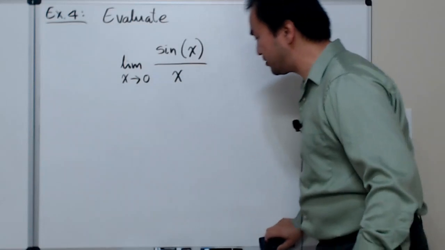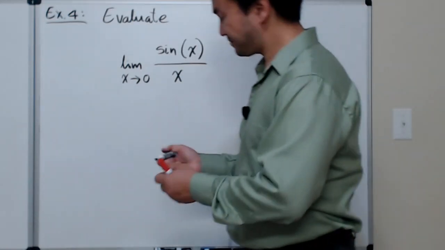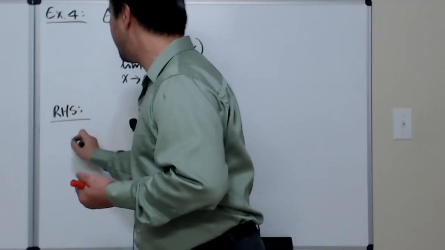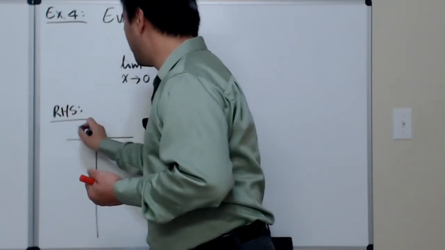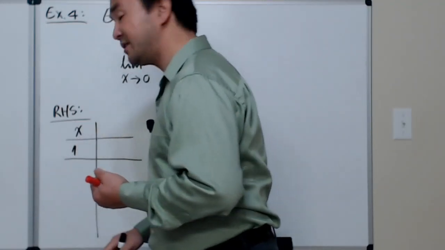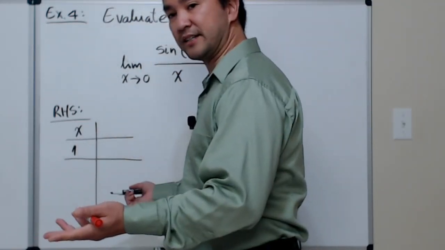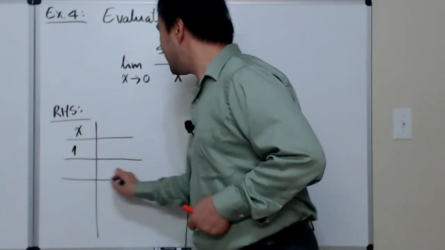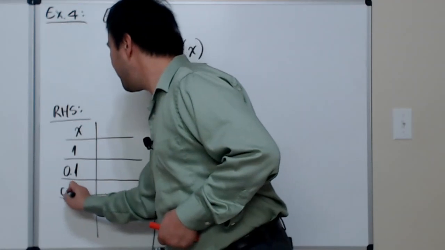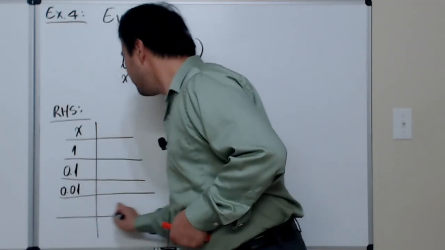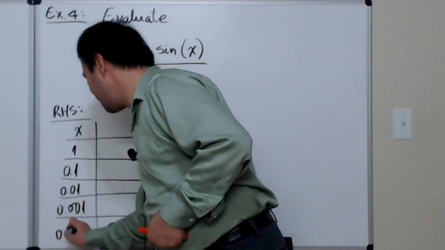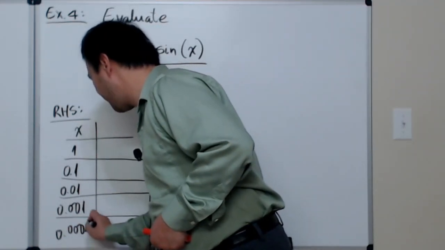And that's what I'm about to do for this current problem. So right-hand side, how about I generate a table, x being 1, positive 1, because it's from the right-hand side of the limit point, and then 0.1, and then 0.01, and then 0.001, which is good enough.